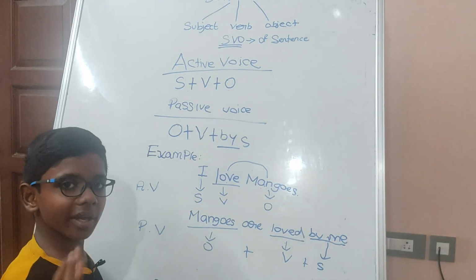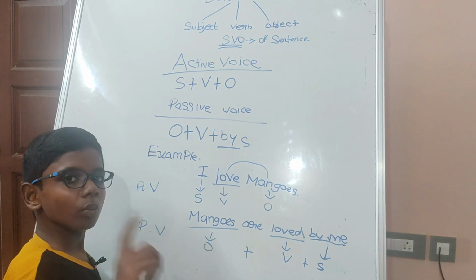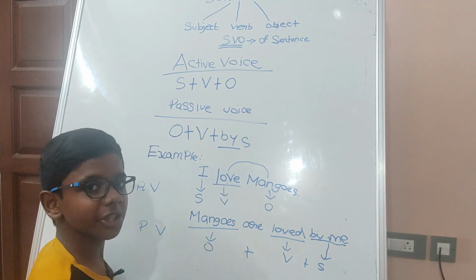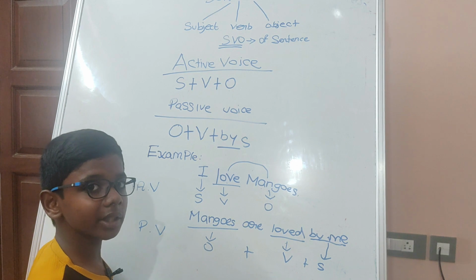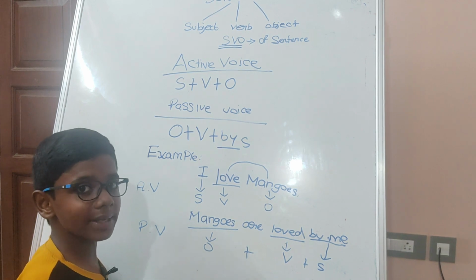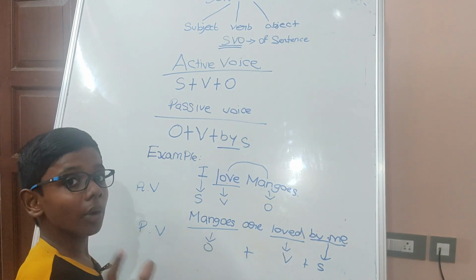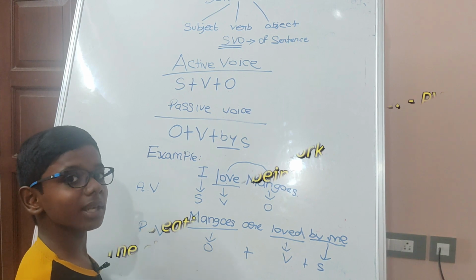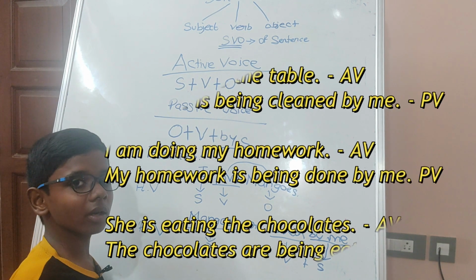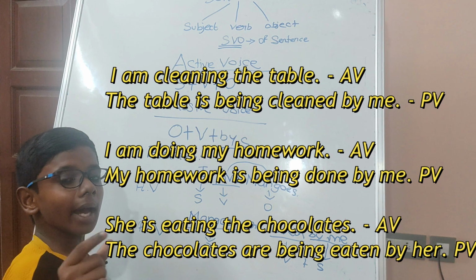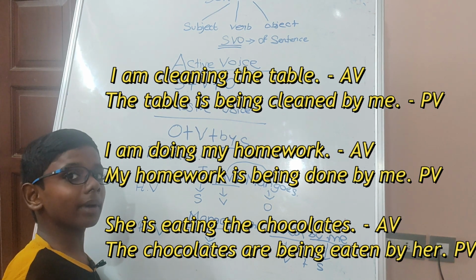So guys, I have a tip for you guys. When we have ing in this sentence and when we convert it into a passive voice sentence, we have to add the word being. For example, I am doing my homework. In passive voice, it's like my homework is being done by me.